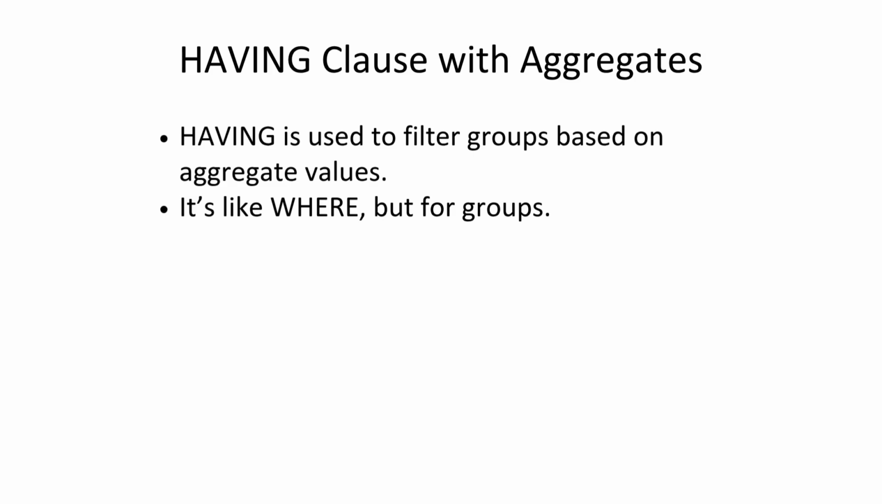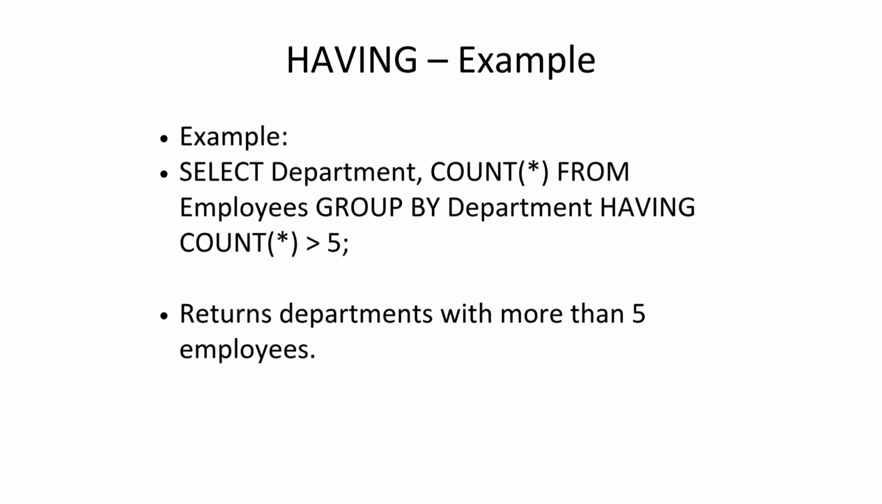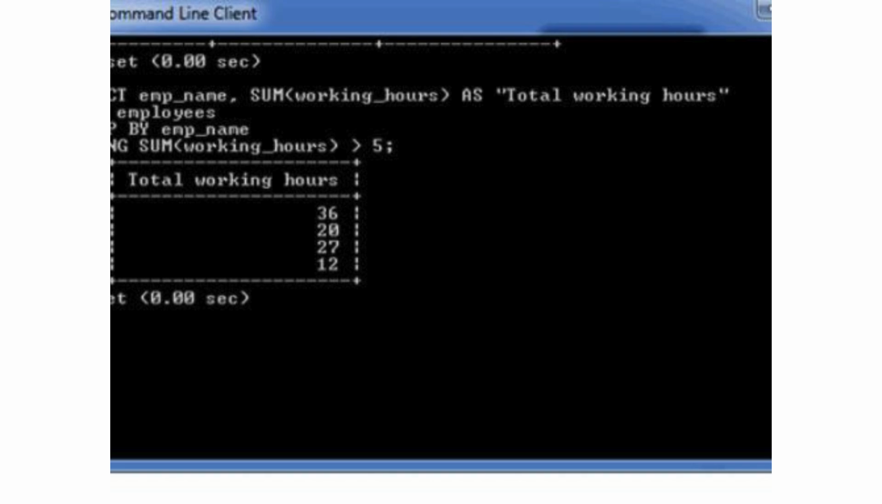Having clause with aggregates. Now you might want to filter groups. That is where having comes in. It works like where, but for groups. For instance, to find departments with more than 5 employees, you use having after group by. Having example. Select department comma count from employees group by department having count greater than 5 semicolon. This returns only the departments with more than 5 employees. This is useful for targeting large teams or analyzing performance in big departments.